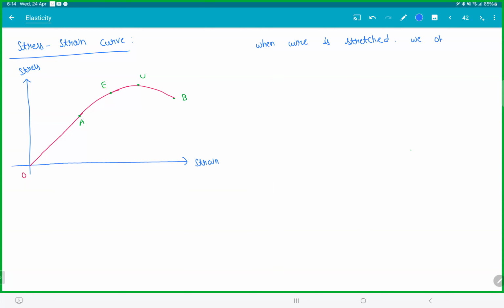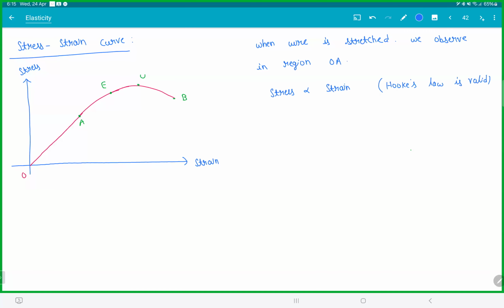We observe in region OA, stress is proportional to strain, meaning this is what we studied. Meaning the wire will act like a spring. It's a linear function. The more strain you have, the more stress you have. So Hooke's law is valid. All the things that we studied are in this region actually. But if you stretch the spring too much, sometimes it doesn't come back.